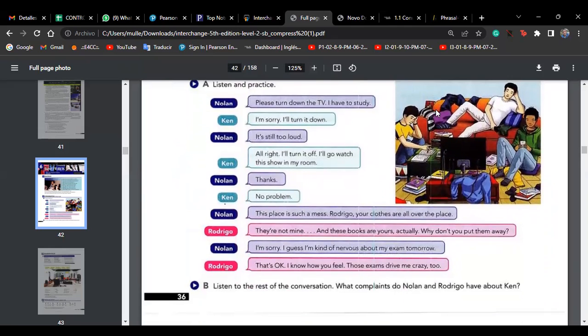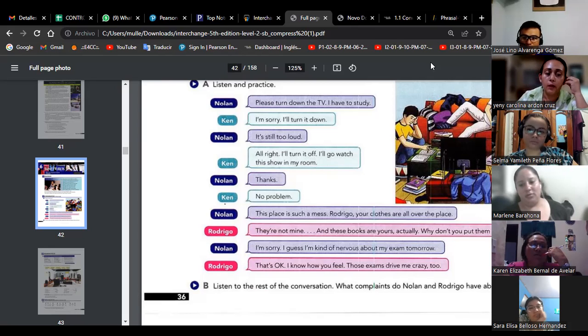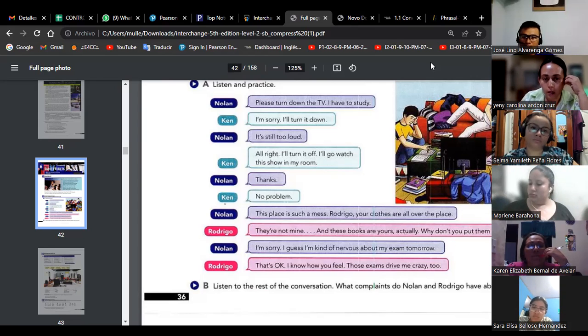So it says, please turn down the TV. I have to study. So if I ask you over here by context, what is the meaning of turn down? What will be the meaning of turn down? Apagar. Yes, apagar. That will be the meaning according to the context. So it says, is it still too loud? All right, I will turn it off. What is the meaning of turn it off, guys?